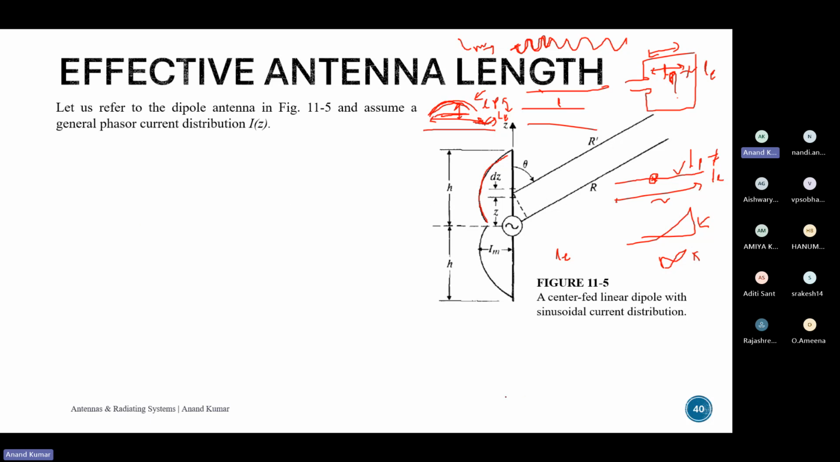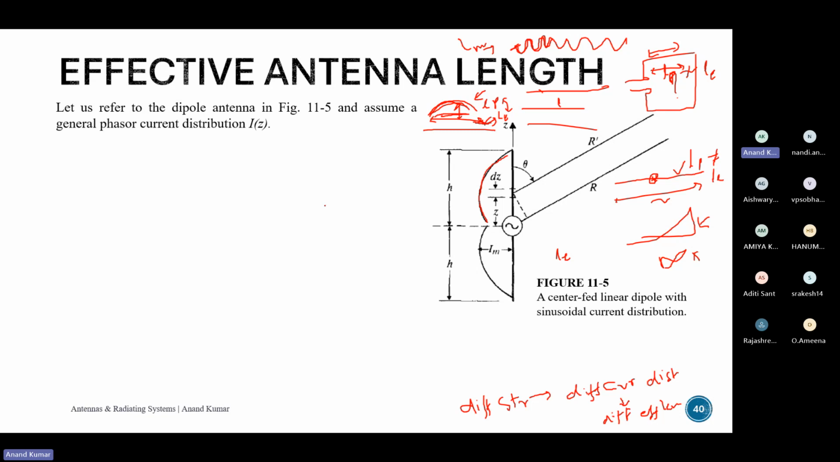So maybe I'll write it over here. Different structure means different current distribution, and different current distribution means different effective length. This is what I'm trying to say.